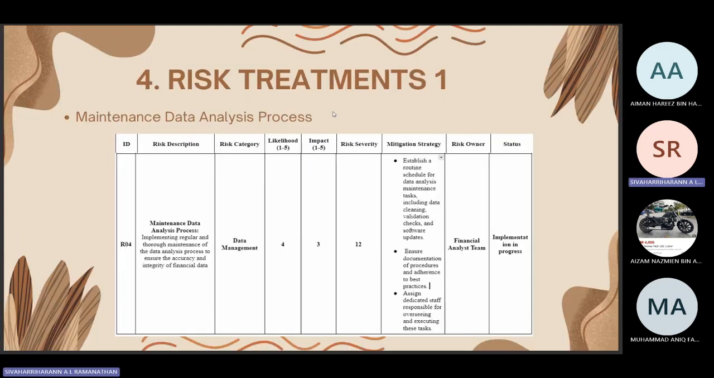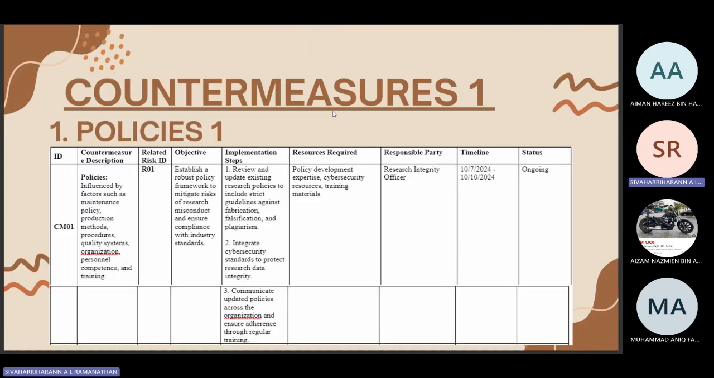So for risk treatment, which is maintenance of the data analysis process, ensuring data accuracy and integrity through regular maintenance of the data analysis process. Mitigation involves routine schedules for data cleaning, validation checks, software updates, and dedicated staff. So the risk category is data management, likelihood is 4, impact is 3, risk severity is 12. Risk owner is the financial analyst team. Status is implementation in progress. So now I'm going to present about countermeasures.